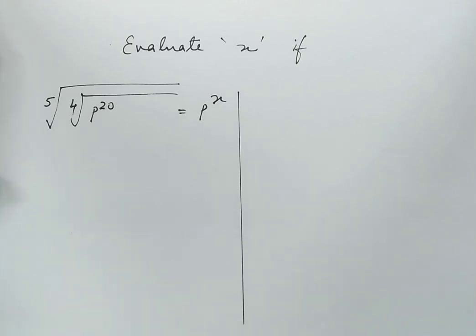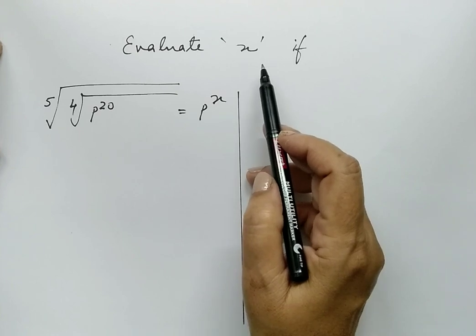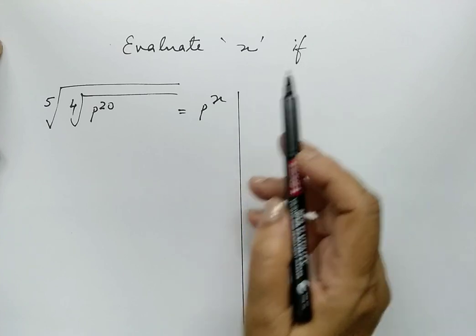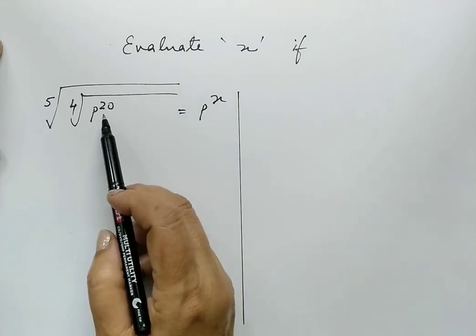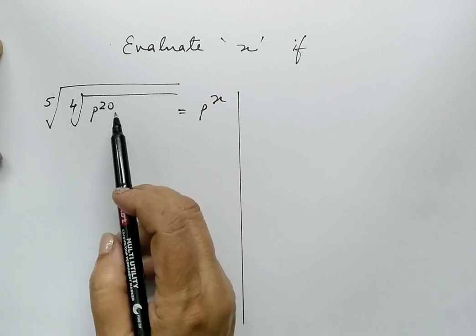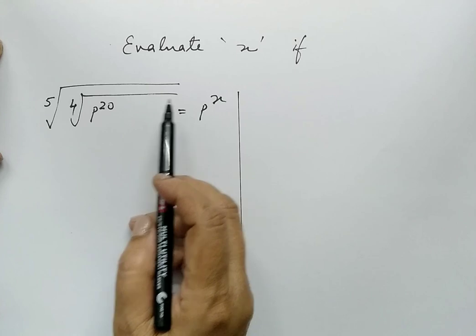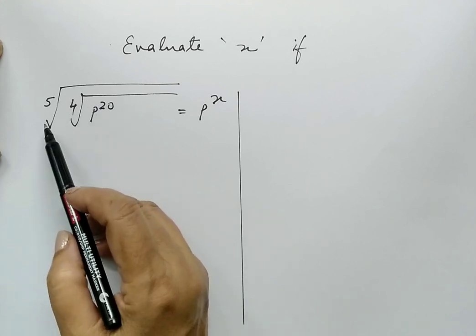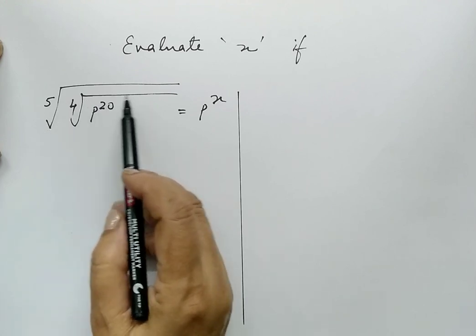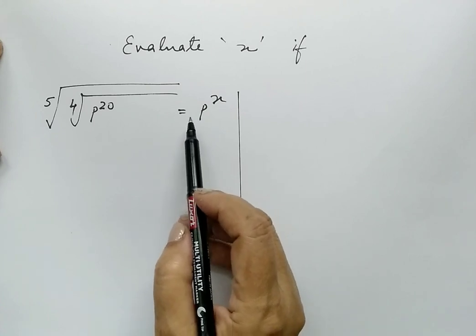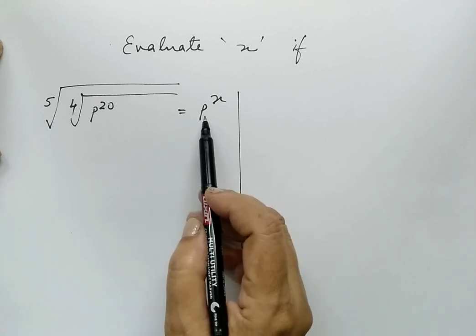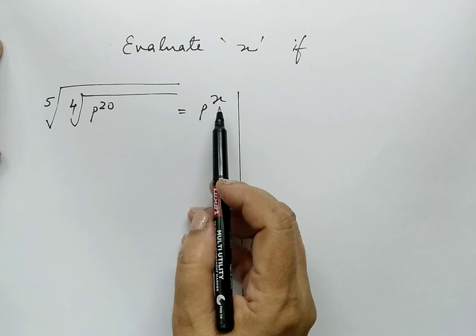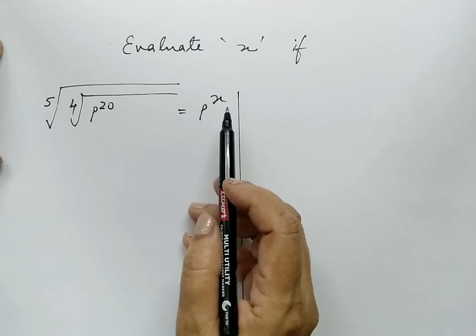So here we have to evaluate x, students. The question is that if p to the power 20, square rooted by 4, and further the entire thing has got a root of 5, and which is equal to p to the power x. So this x is what we are trying to evaluate. So let's get started.